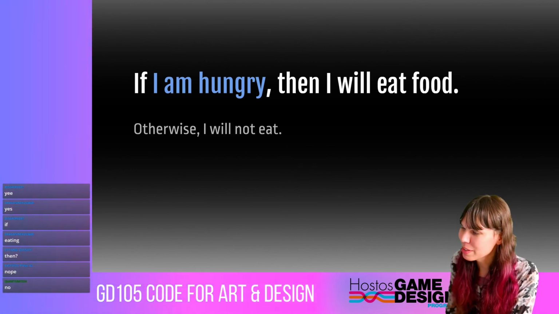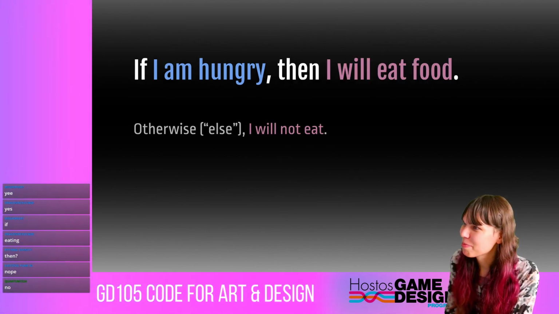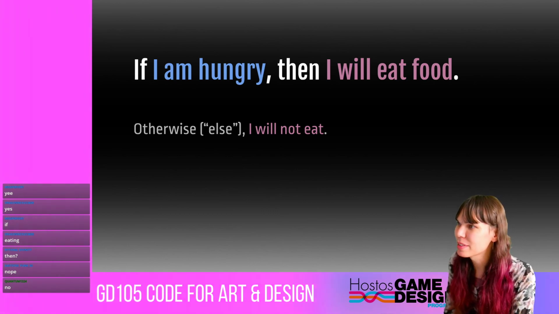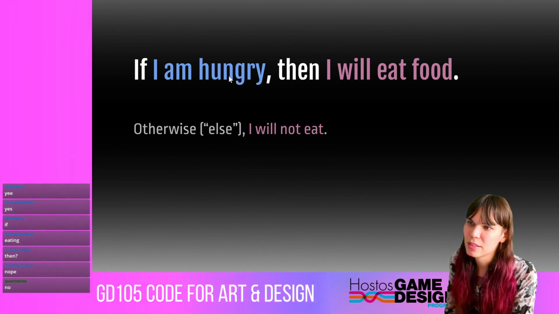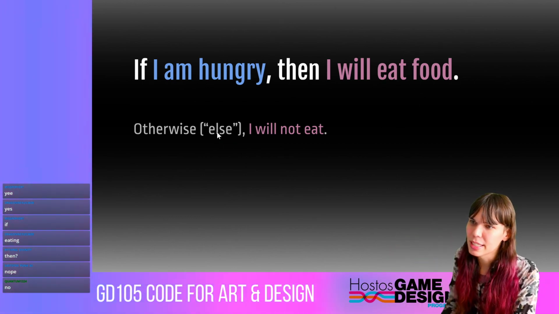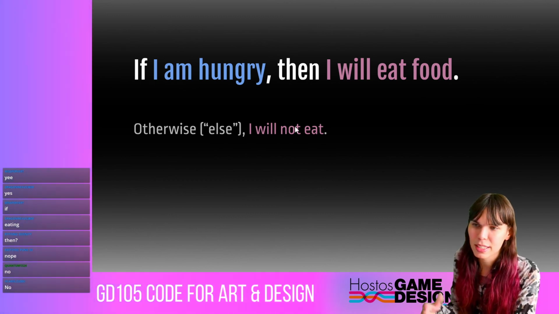Yeah, so I won't, right? So only if I'm hungry will I eat food. So we should think about, this is the condition, this is the consequence of the condition being true. And then this connected to this else is the consequences of the condition being false.